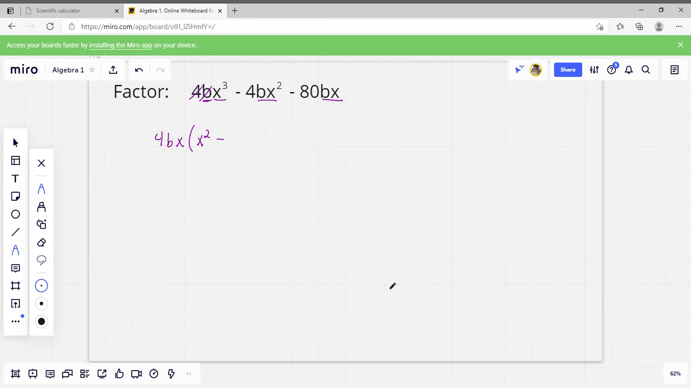This one we would have a negative sign, and we pulled out the 4, we pulled out the b, we're going to have 1 x left. Alright, how many times does 4 go into 80? That would be 20. We pulled out the b, and we pulled out the x. Alright, so there's that. Now we have to factor that down smaller.